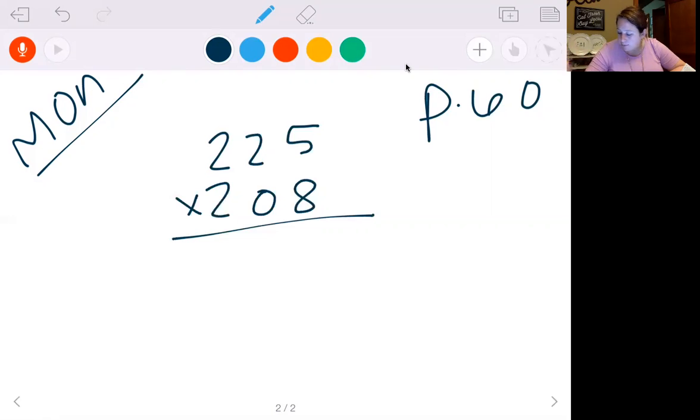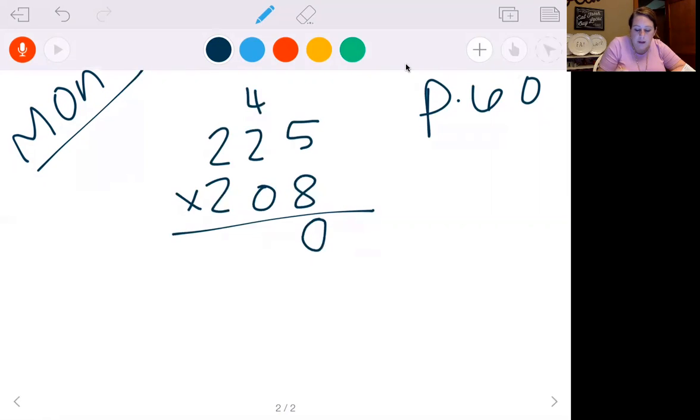So start with 8. 8 times 5 is 40. Put a 0, carry the 4. 8 times 2 is 16. 16 plus 4 is 20. So I'm going to put the 0, carry the 2. 8 times the next 2 is 16, plus 2 is 18.